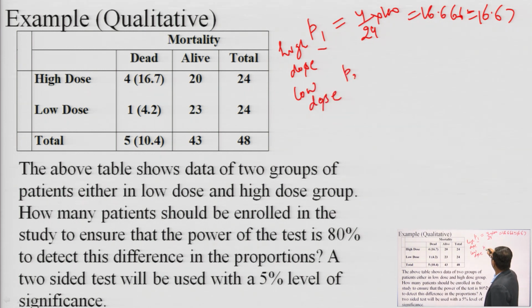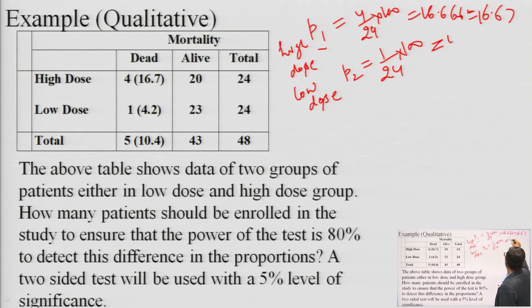this is P2, and it is 1 upon 24 into 100, as 1 died out of 24. So, the proportion for high dose is 4 upon 24 into 100, and for low dose this is 1 upon 24 into 100, which equals 4.2 rounded off. The total proportion, if you add these, would be 5 upon 48, but there is no need to calculate this. So, we have two proportions, 16.67 and 4.2.